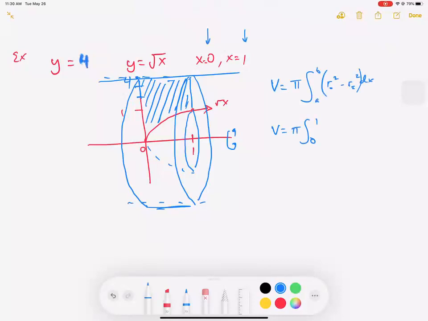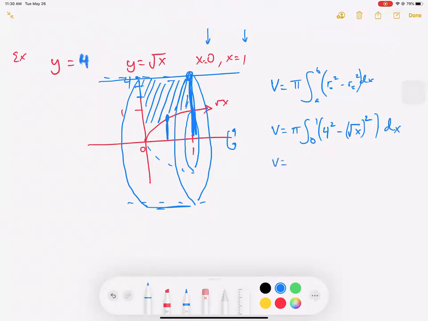So my outer radius, looking from 4 to 0, 4 minus 0 is just 4. That's my outer radius. My inner radius is going to be the function square root of x minus 0. Well, that's just going to be square root of x. I want to square that and multiply this out by dx. And that's really the setup. The rest of it is just practicing our integration. And in this case, this would actually be pretty easy.